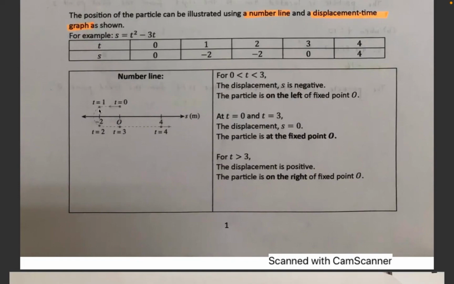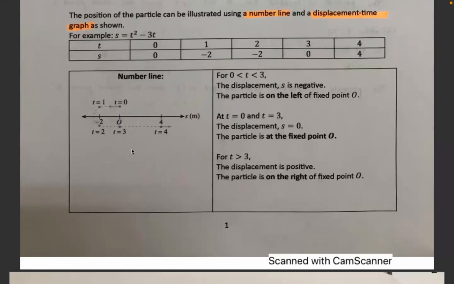The particle moves to the left. So when t equals 1, S equals -2. When t equals 2, S also equals -2. That means in between t equals 1 and t equals 2, the particle changes direction. Then when t equals 3, S equals 0. When t equals 4, S equals 4.